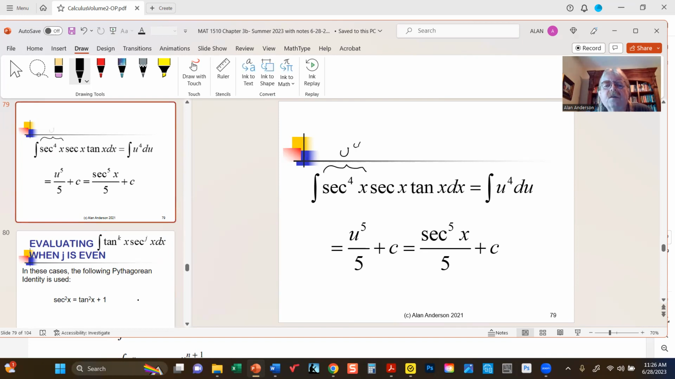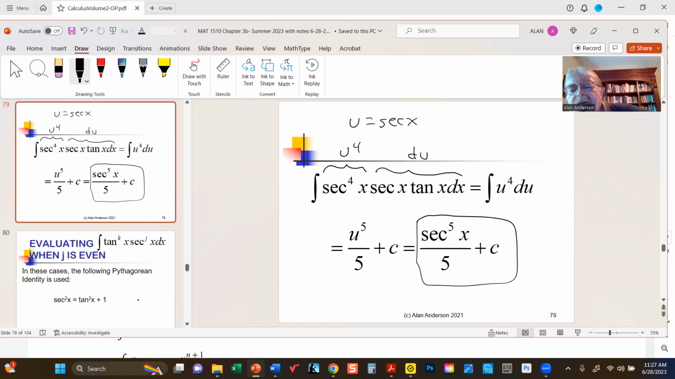So this is u to the fourth. This is du. And so we end up with u to the fifth over 5 plus c. And of course, since we defined u to be the secant of x, then what we ultimately end up with is the secant to the fifth power of x over 5 plus c.